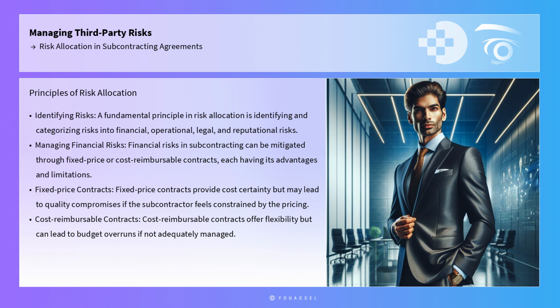For instance, financial risks in subcontracting can be mitigated through the use of fixed-price contracts or cost-reimbursable contracts, each having its advantages and limitations. Fixed-price contracts provide cost certainty, but may lead to quality compromises or disputes if the subcontractor feels constrained by the pricing. Cost-reimbursable contracts, on the other hand, offer flexibility, but can lead to budget overruns if not adequately managed.